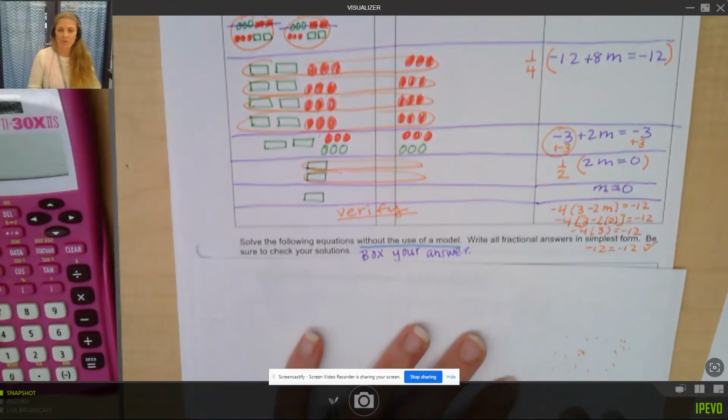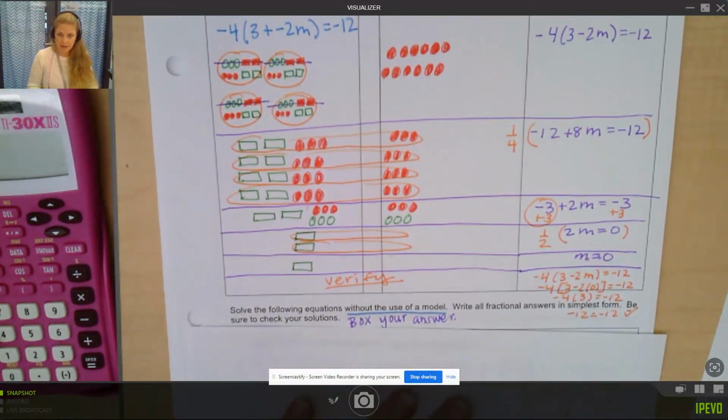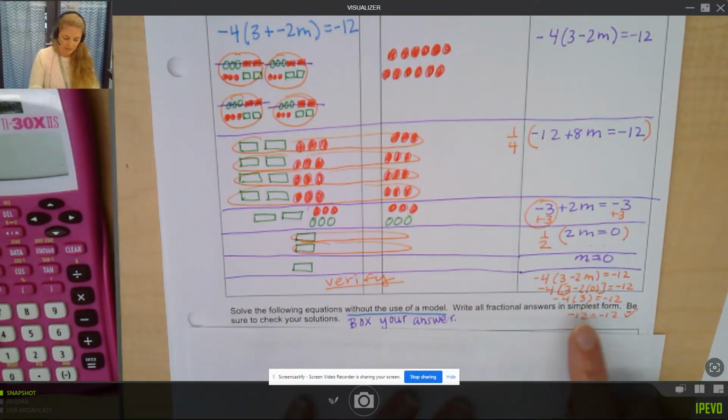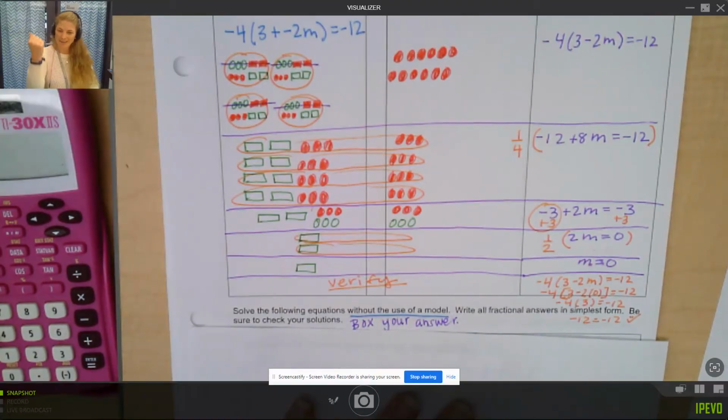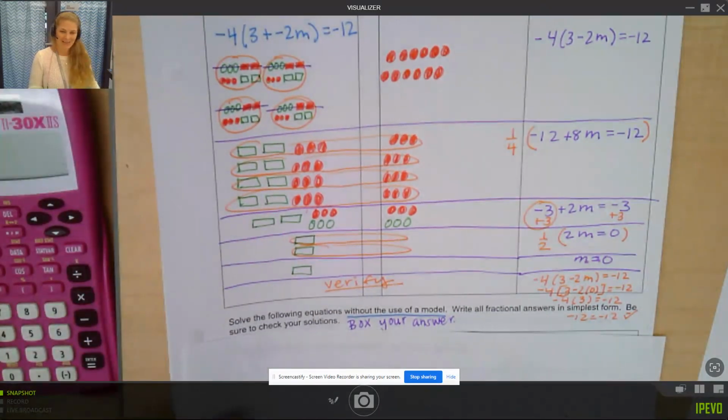Then you verify, and I would love for you to show this verifying step, please and thank you. Verifying with the equation, substitute 0 in for m, 2 times 0 is 0, negative 4 times 3 is negative 12, and negative 12 equals negative 12. Yes, excellent work. Okay, great work through 10, you guys.